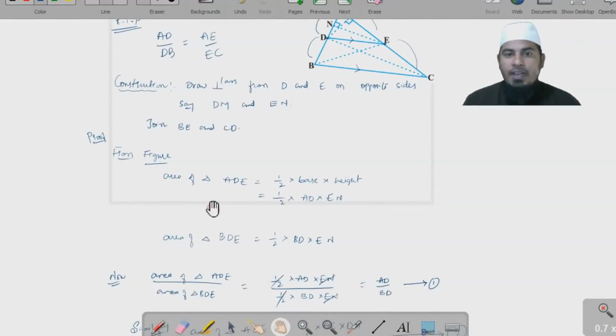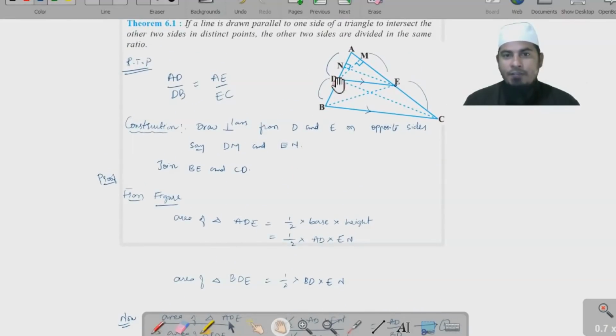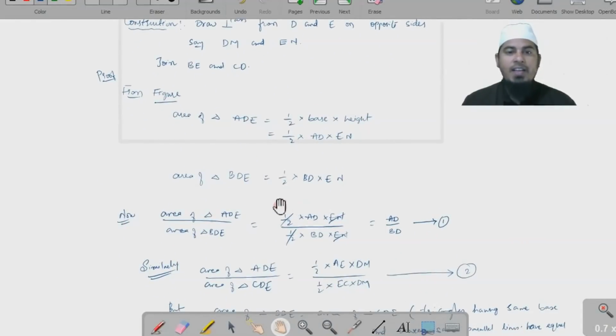From the figure, area of triangle ADE is equal to half into base into height. Height is EN. Similarly, area of triangle BDE is half into base, this is my base, and height is EN only. When we write these two statements and divide, area of ADE divided by area of BDE is equal to half into AD into EN over half into BD into EN. EN and half cancel, and AD by BD is left out.